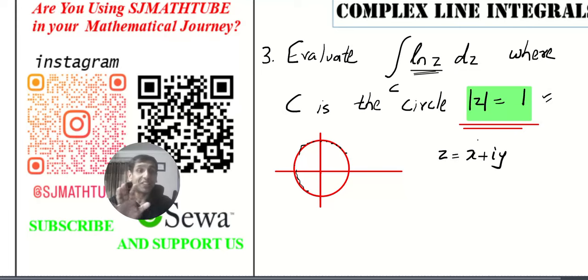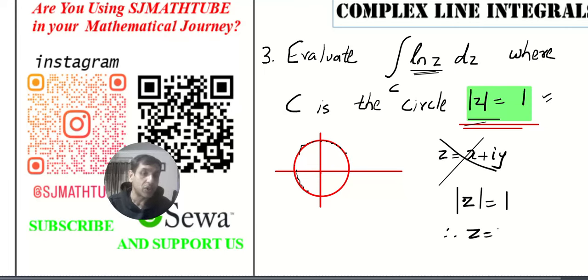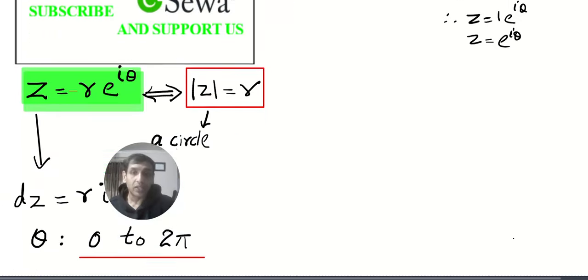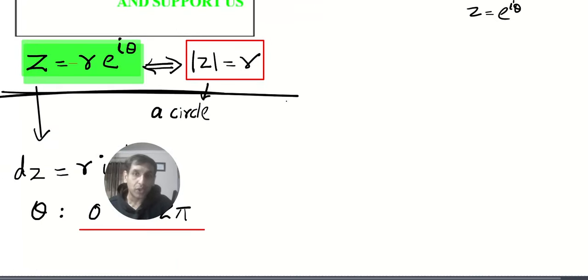No. Wait a minute. Whenever they give circle, logarithm, z to the power n, do you remember long back itself I told you? The polar form will be easy. So I'm going to convert this into polar form. Mod z equal to 1. Therefore, z equal to 1 into e power i theta. Maybe some of you are confused. Don't worry. Now we are going to do a lot of problems related to this type of contour. Anyway, for the time being, note it down.